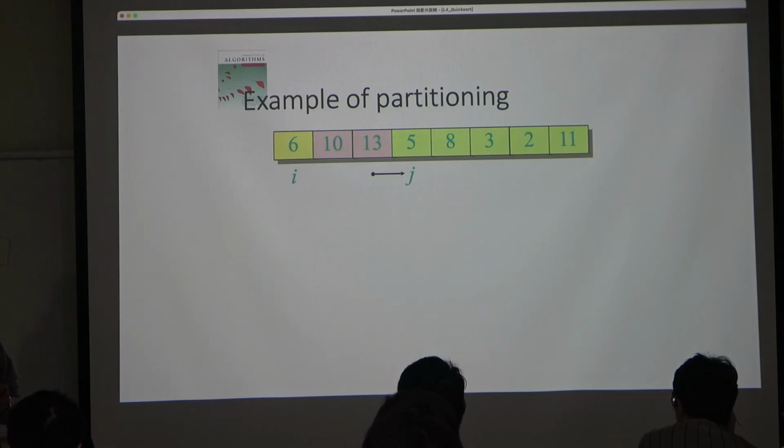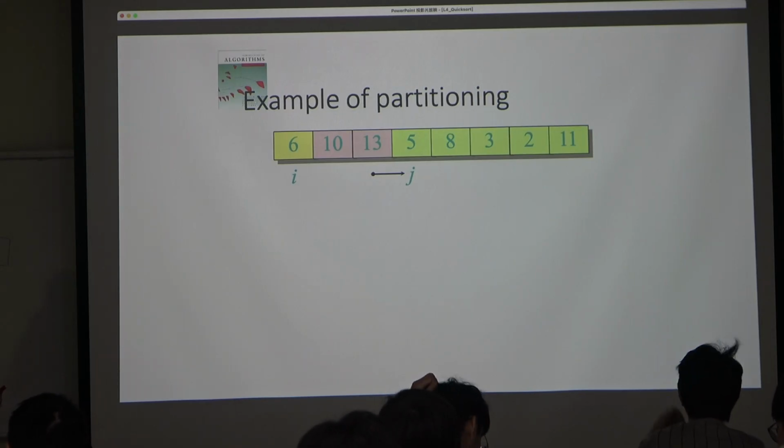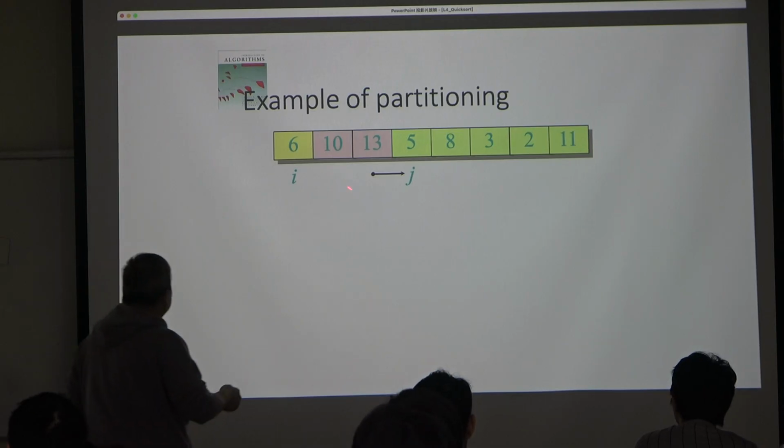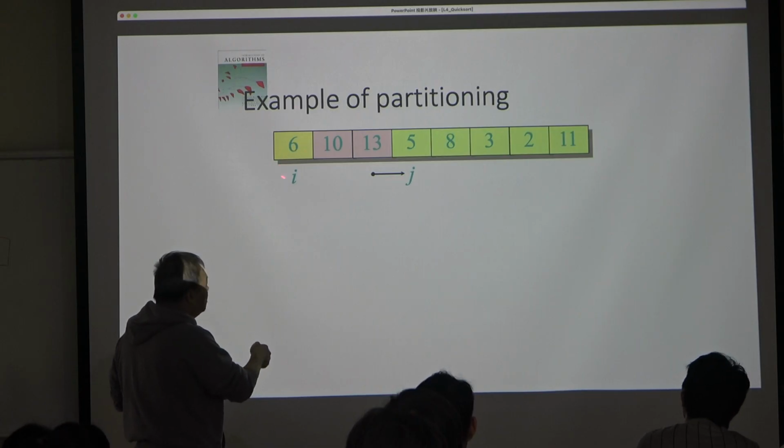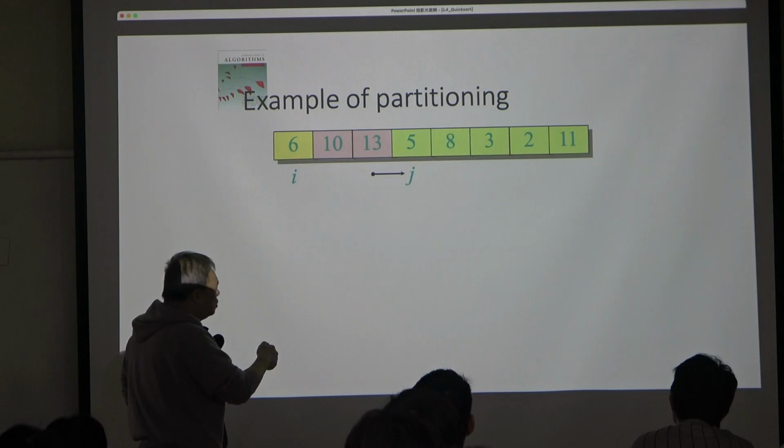The second thing: if it's in reverse order, it seems that you need more time for partitioning. But the actual problem is not about the partitioning algorithm. It is about the pivot. If the array is sorted, this element is going to be the smallest one, right?